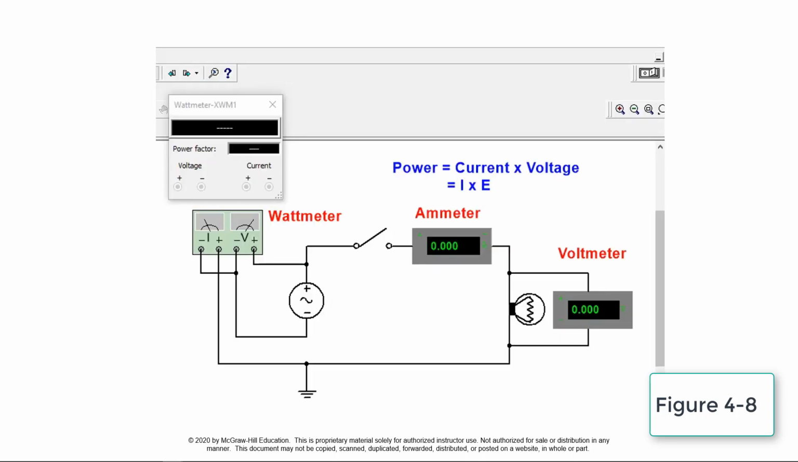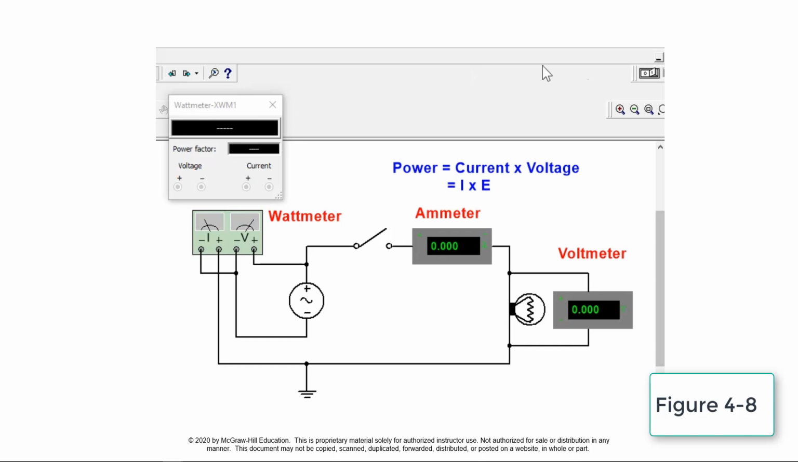This demonstrates the connection of a wattmeter used to measure the power of a circuit. The wattmeter is basically a voltmeter and ammeter combined into one instrument. The ammeter terminals are connected in series, and the voltmeter terminals are connected in parallel with the circuit in which the power is being measured. Power in an electrical circuit is equal to the current times the voltage.